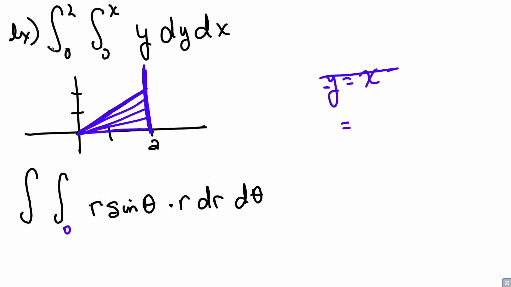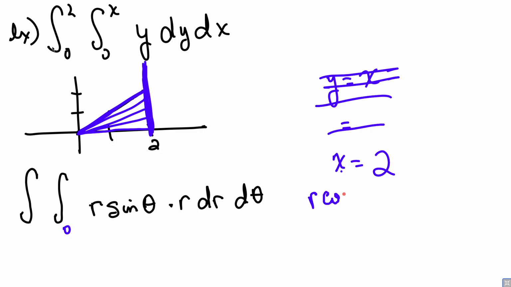So let me look at this a little differently. We basically are trying to get over to here. We're saying that x is equal to 2. Well, for x, you can rename it as r cosine of theta equals 2. Now, what we need to do is solve for r, so we're going to divide by cosine of theta. So r is going to be 2 secant of theta. So the upper limit is 2 secant of theta.